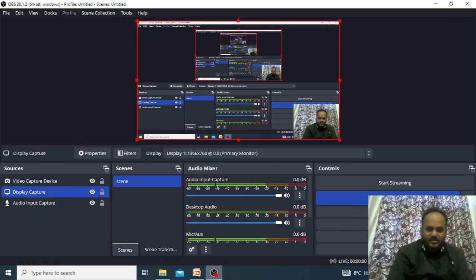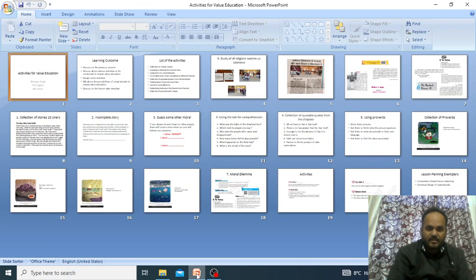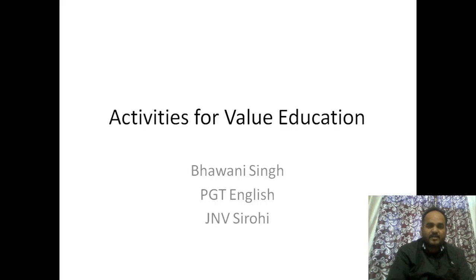Hello friends, today we are going to deal with a very important and relevant topic: how to inculcate values among our students in our day-to-day teaching-learning process by using simply NCERT textbooks or any textbook that we are using, without putting any additional burden either on the teacher or on the students.